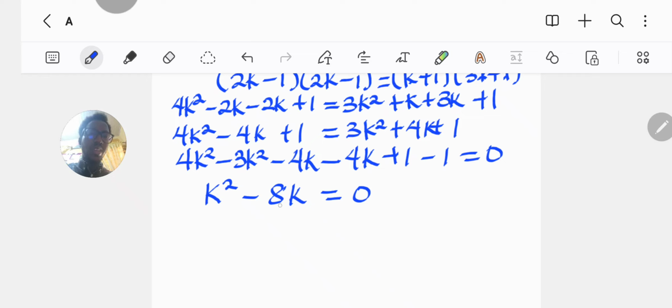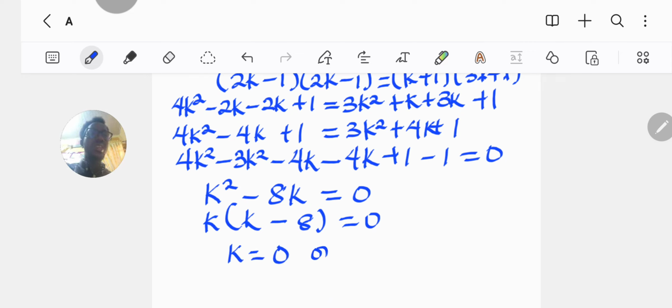So from here now, k is common. We bring out k, brackets, k minus 8 equals to 0. So we can say k is equal to 0 or k minus 8 equals to 0. So finally k equals 0 or k is equal to 8. So that's the final answer to the solution.